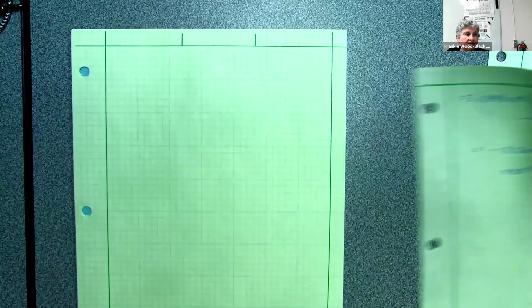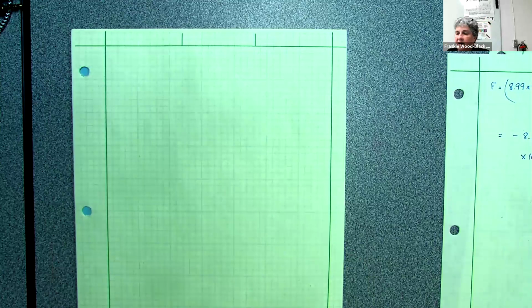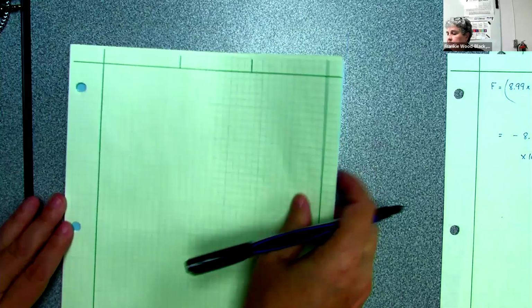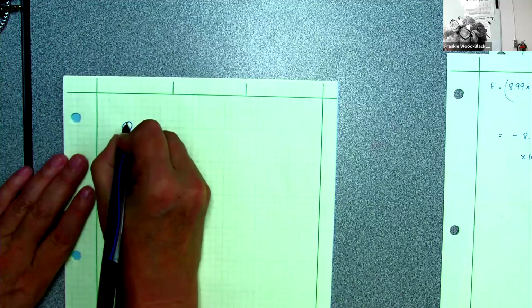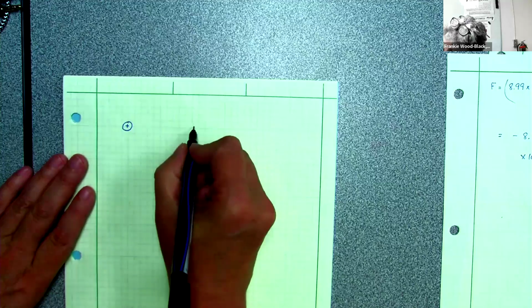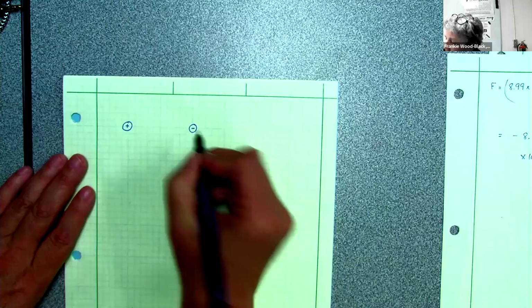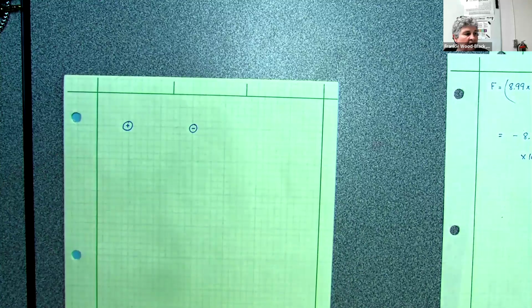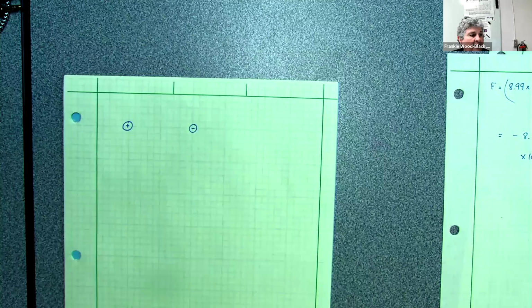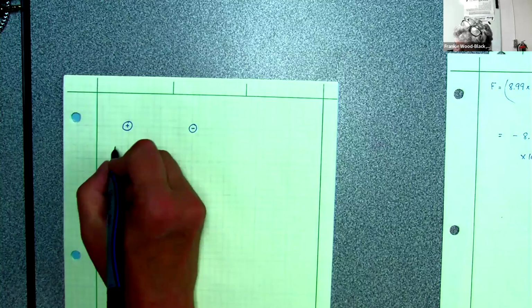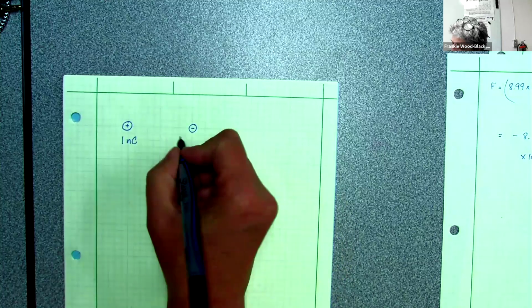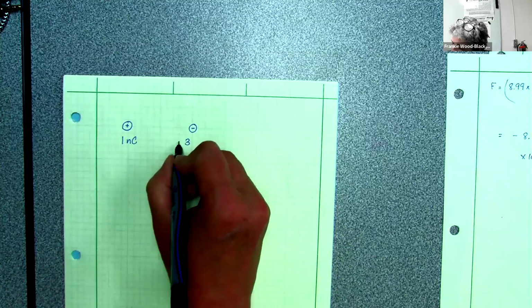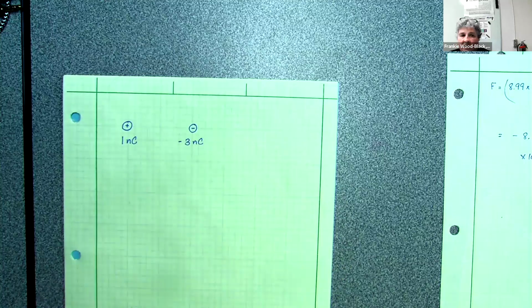All right, let's talk about how we add forces. So if I have a positive charge and a negative charge, and we're going to write these down in a variety of different ways. We're going to start with this is going to be 1 nanocoulomb of a positive charge, and this is going to be negative 3 nanocoulombs of a negative charge.